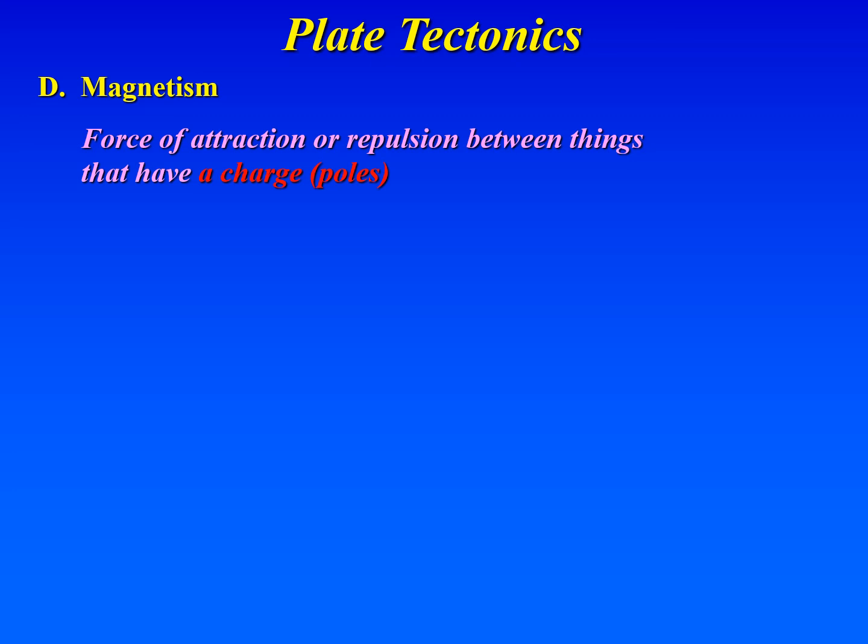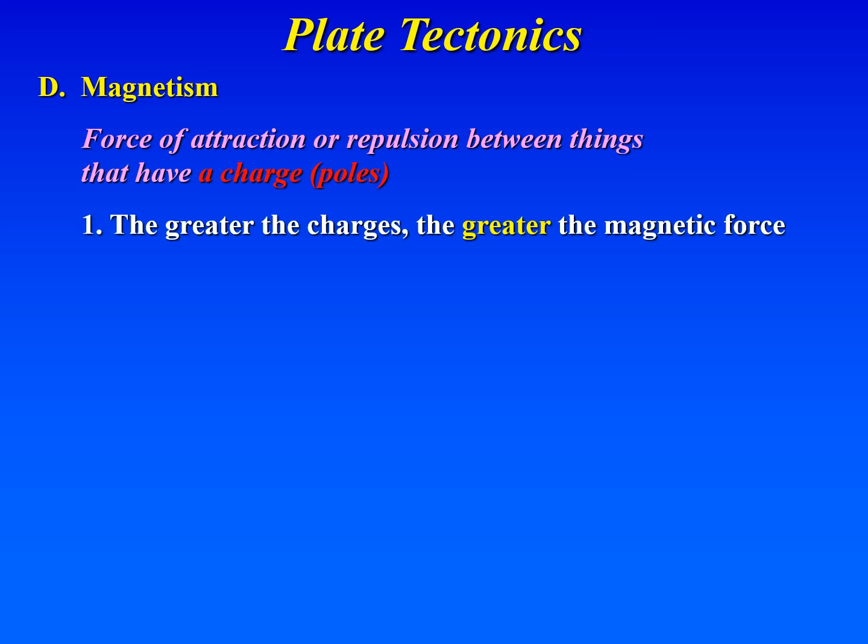So gravity is the force of attraction between things that have mass. Magnetism is the force of attraction between things that have a charge or poles. And we're going to spend a fair bit of time on both gravity and magnetism because both of those concepts really influence plate tectonics. Not only in how it works, but how we actually discovered that plate tectonics is a real thing.